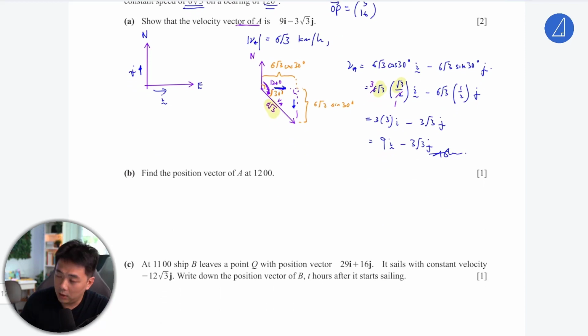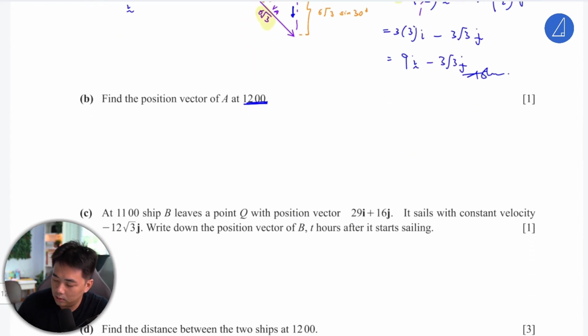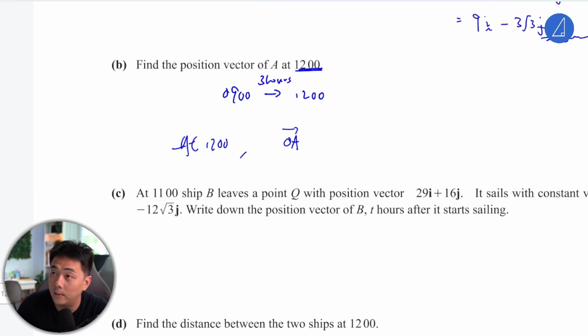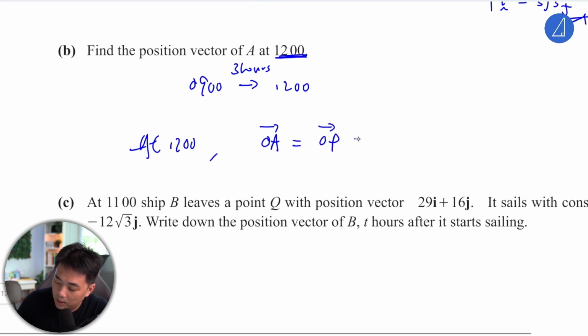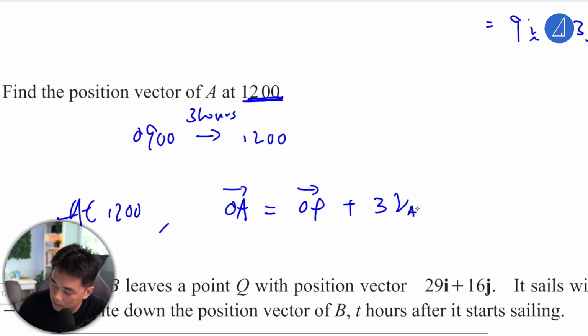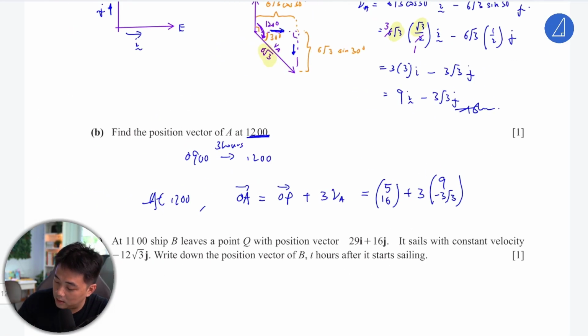Look at part B: find the position vector of A at 12 p.m. From 9:00 to 12 in the afternoon is 3 hours. So OA at 12 p.m. is OP plus 3 hours multiplied by the speed VA. OP is 5i plus 16j, and after which we have 3 times 9i minus 3 root 3 j. Then we're just going to sum this up. That's the position of A.